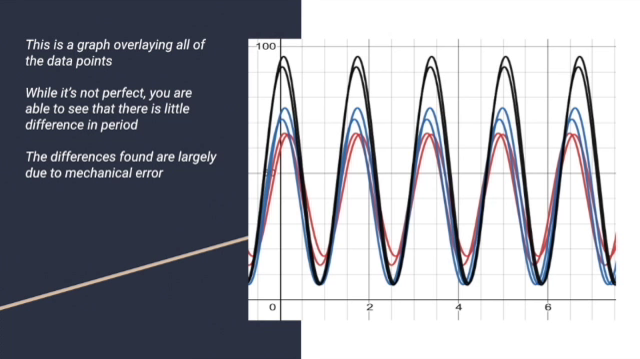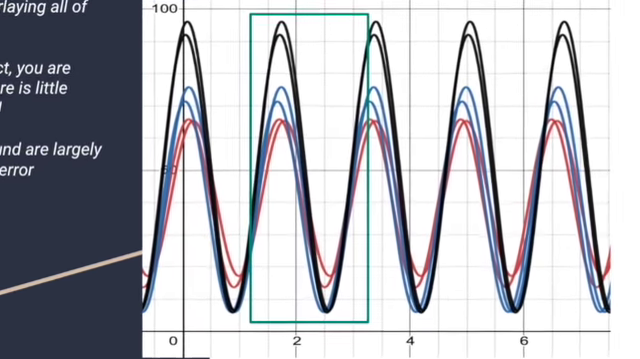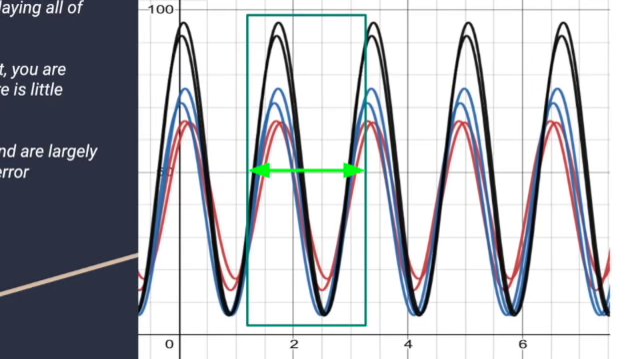Here's that overlaid graph I was talking about earlier. Of course, it isn't a perfect overlay due to simple mechanical errors, but when we zoom in and look at the period, you can see the similarities. Remember from earlier that the portion of the graph that we're looking at is the portion where this green line is. Recall that the x-axis is time. You can clearly see that each of our runs has a very similar period, meaning that it takes a similar amount of time to complete one full oscillation.